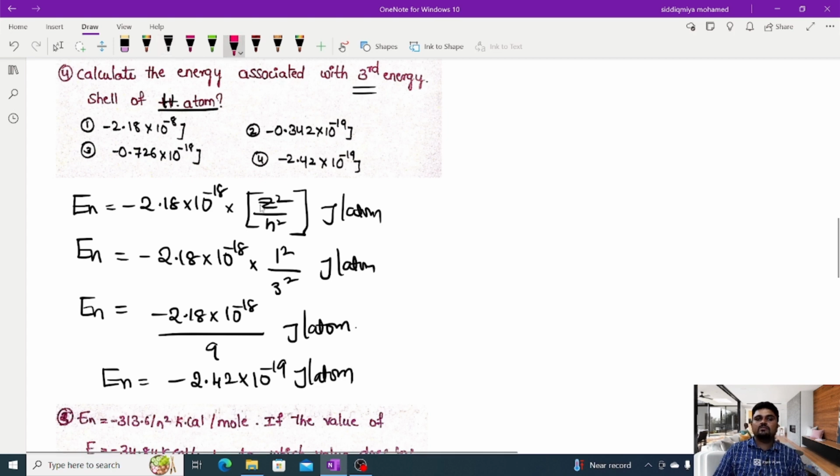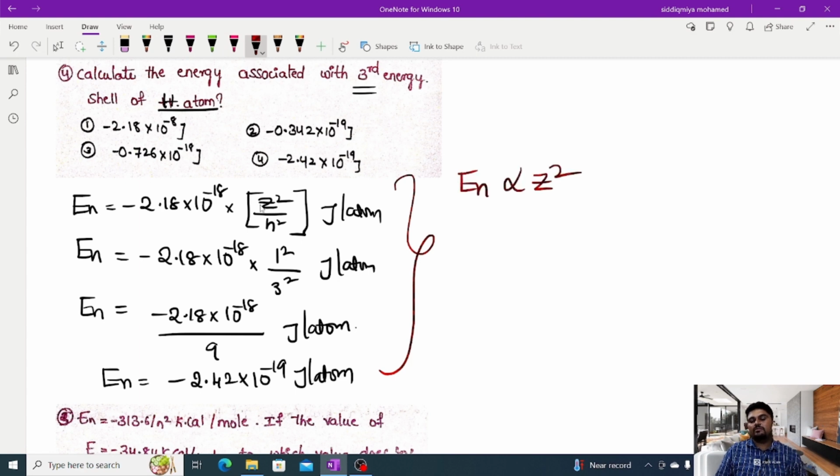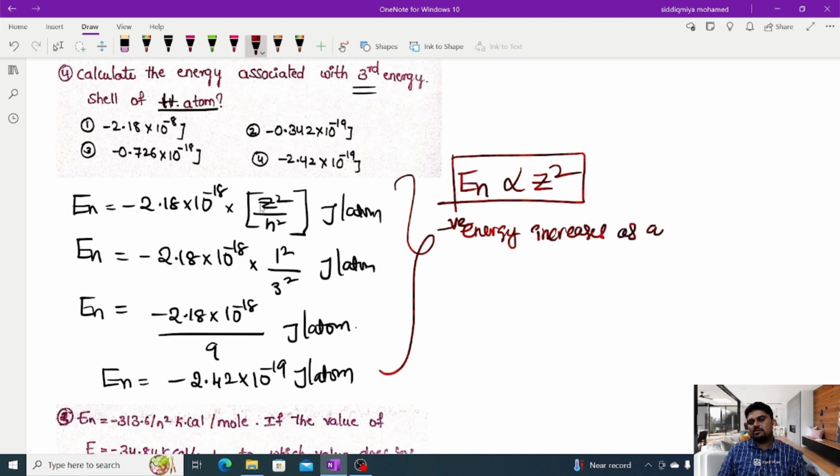Here I want to explain some concepts from this one. Here the energy of an orbit is directly proportional to z square. This means negative energy increases as atomic number increases.